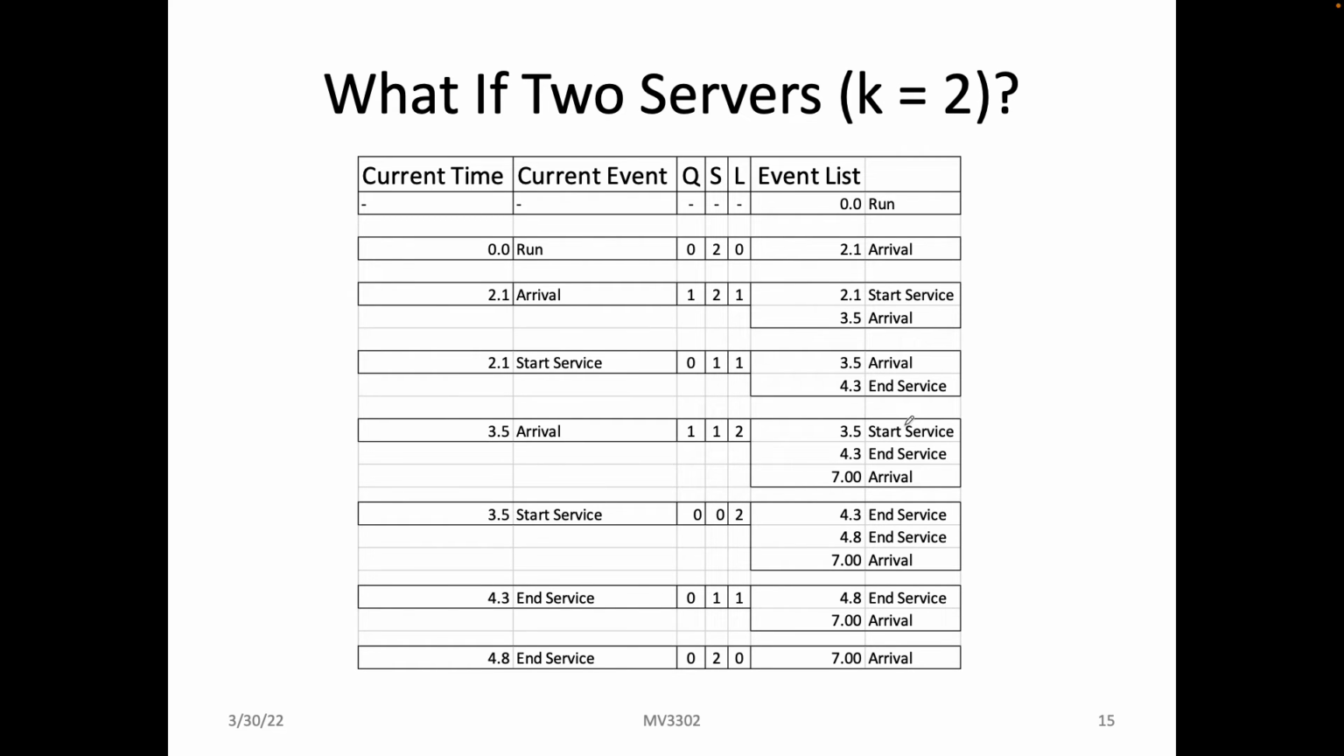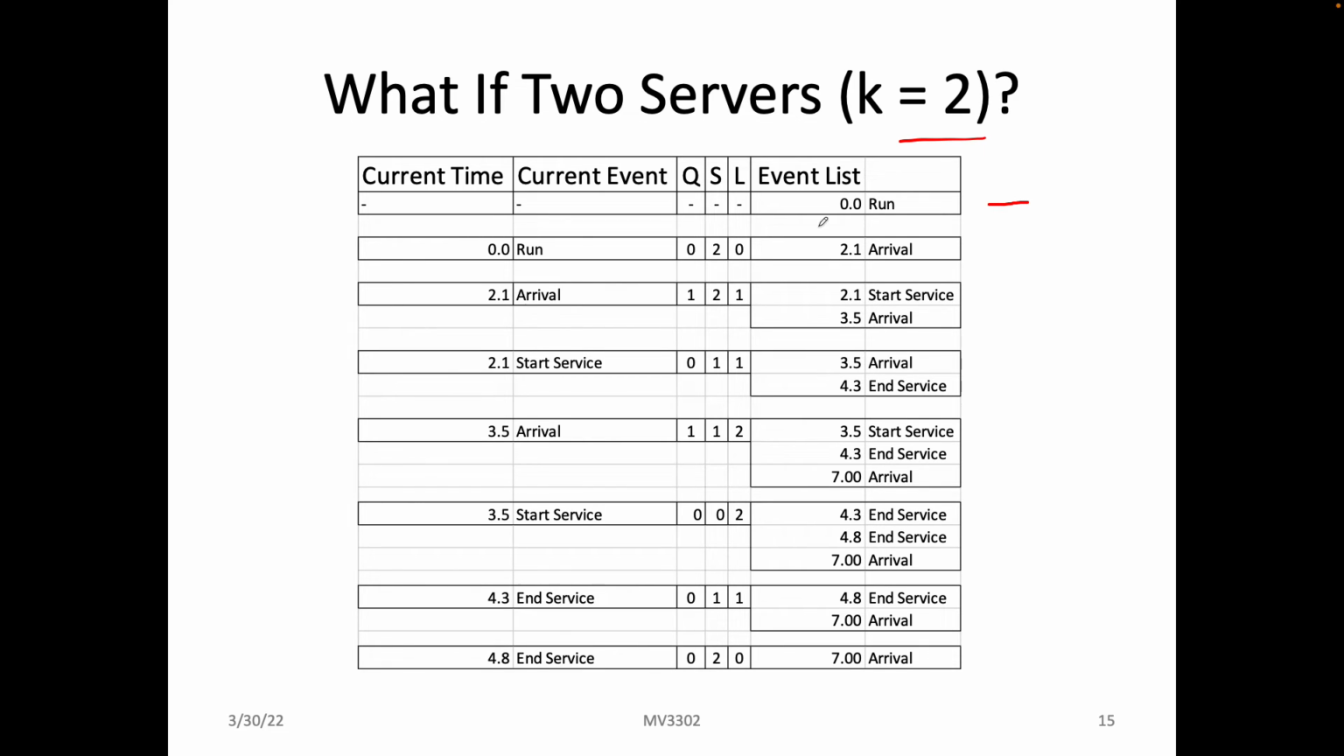Okay, so now here's another thing, just to go back to our simulation by hand and say, what if we had exactly the same input parameters in terms of the inter-arrival times and the service times, but what if we had 2 servers instead of 1? Well, that would be a different model. We would still apply exactly the same logic.